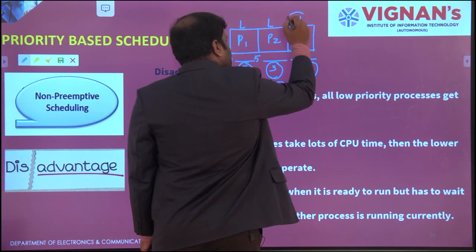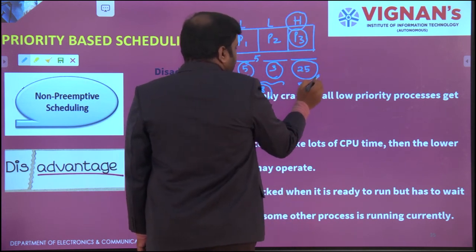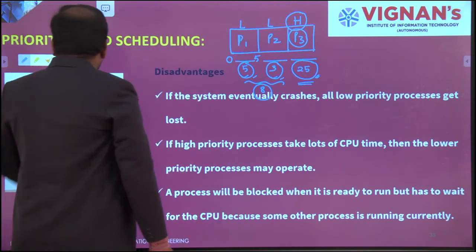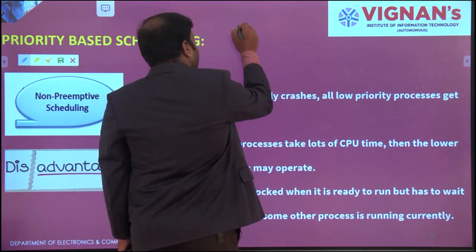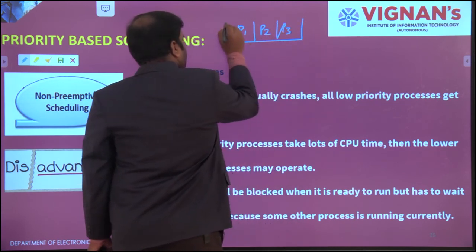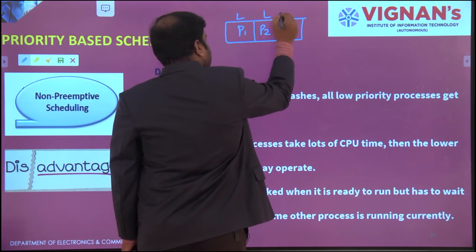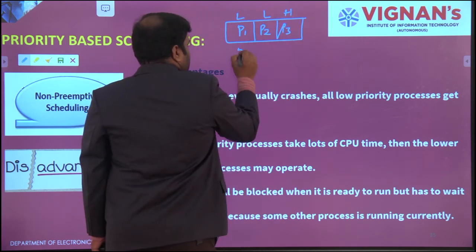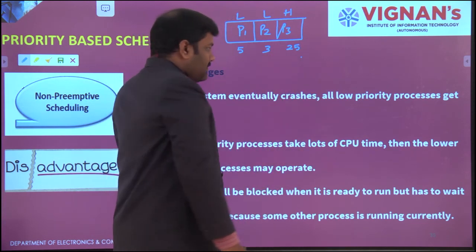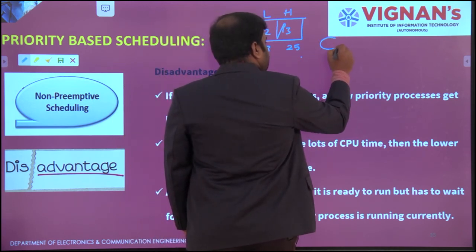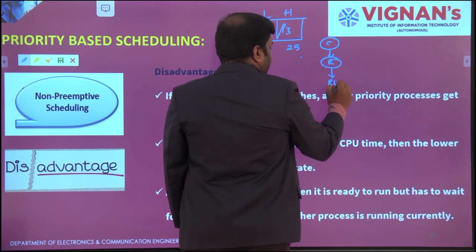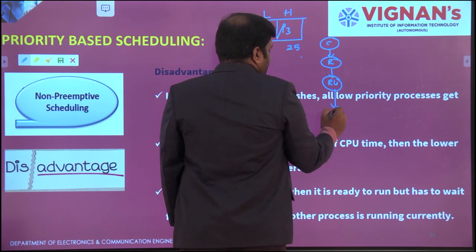Simply put, depending upon the high priority task's execution time, low priority tasks have to wait longer. Okay? The next one is the same P1, P2, P3, with low priority and high priority. This one needs 5 seconds, this one needs 3 seconds, this one needs 25 seconds to execute. As we already know, the process states are create, next ready, next running, and next complete.